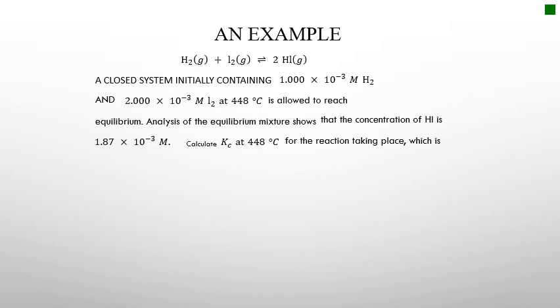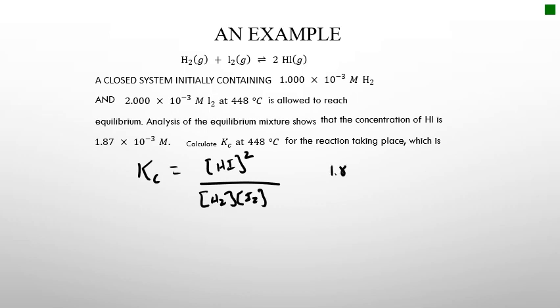Okay, so let's look at one more example. We're going to calculate Kc for this particular reaction. So the first thing you always need to do is set up your equilibrium expression from your balanced equation. So I would have the HI concentration raised to the second power divided by the H2 concentration and the I2 concentration for this particular reaction. So now it's asking us here to determine the Kc for this reaction. It tells us that the value for the HI is 1.87 times 10 to the minus third. So I would take that concentration and square it.